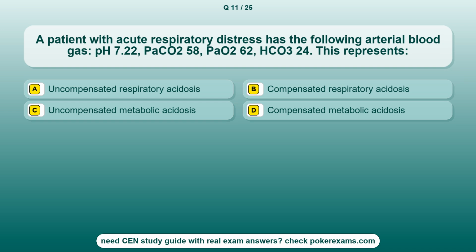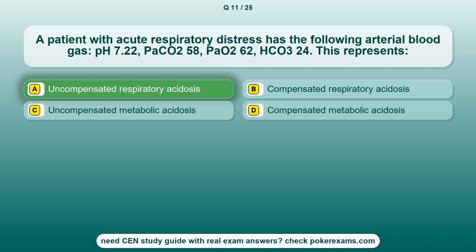Question 11. A patient with acute respiratory distress has the following arterial blood gas: pH 7.22, PaCO2 58, PaO2 62, HCO3 24. This represents option A, uncompensated respiratory acidosis. Option B, compensated respiratory acidosis. Option C, uncompensated metabolic acidosis. Option D, compensated metabolic acidosis.